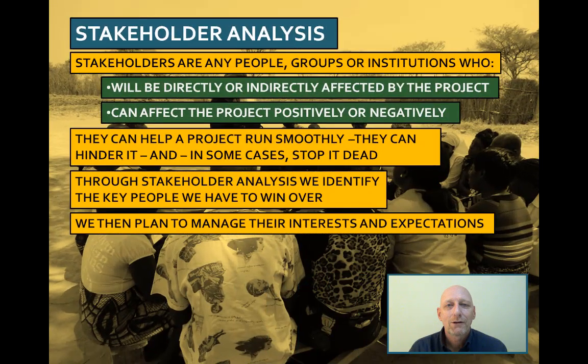So we'll begin with stakeholder analysis. Now, our stakeholders are anybody. They can be people, individuals, or groups, or institutions who will be either affected by the project directly or indirectly, doesn't matter, or have some way that they can influence or affect the project themselves. So it goes in two directions: people who we can affect and people who can affect us.